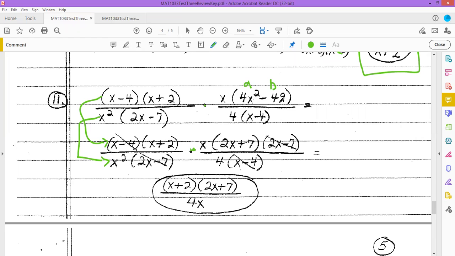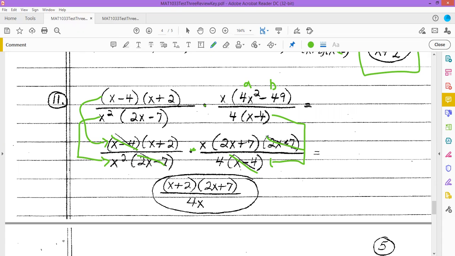Our b term is 7, so we put our 7s there. And then in the denominator, we have 4 times x minus 4, that stays the same. The x minus 4 in the denominator of the right fraction cancels with the x minus 4 in the numerator of the left fraction. And the 2x minus 7 from the denominator of the left fraction cancels with the 2x minus 7 in the numerator of the second fraction.